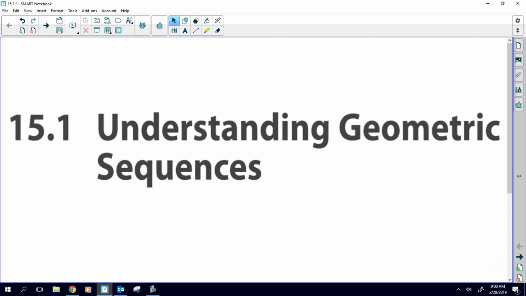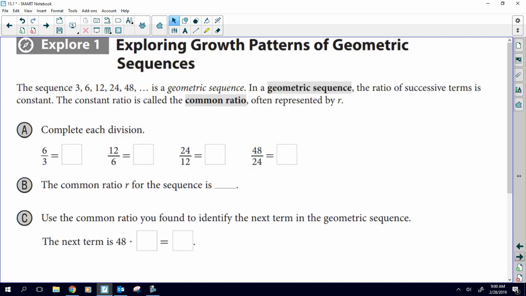Okay, so today we're doing 15.1, understanding geometric sequences. Make sure that you put this in your notebook as a new section. Okay. Exploring growth patterns of geometric sequences.